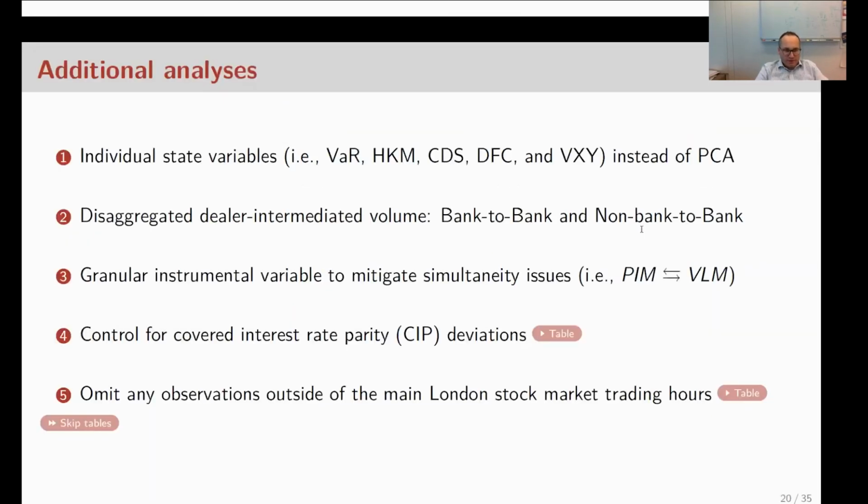Okay, and then let's turn now to a few additional analyses that we do. As I mentioned to Reese earlier, we also run analysis where we're looking at individual components of the dealer constraint measure rather than the PCA approach. We also look at some disaggregated measures of dealer intermediated volume. We look at a GIV approach to alleviate some of the simultaneity issues. And then there are a bunch of other robustness checks that I'm not going to talk about, but let me just focus on two or three of these first ones.